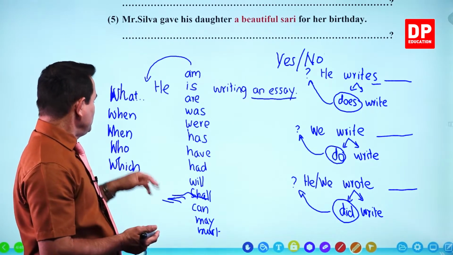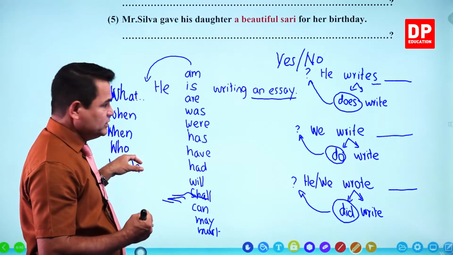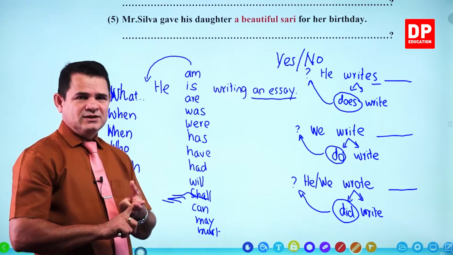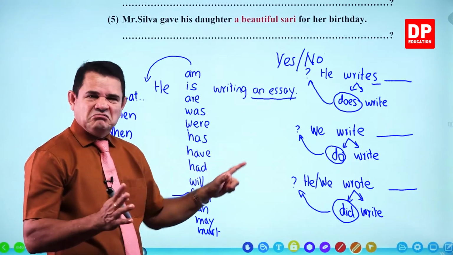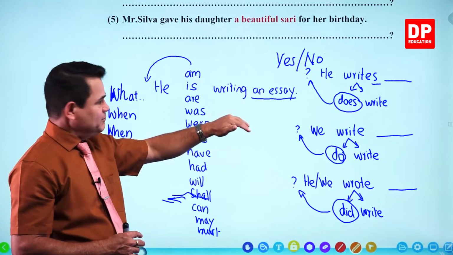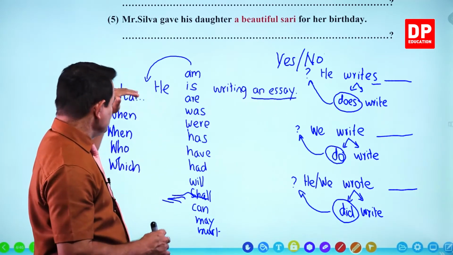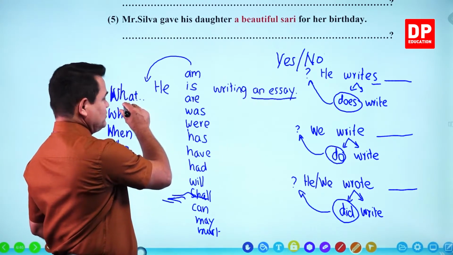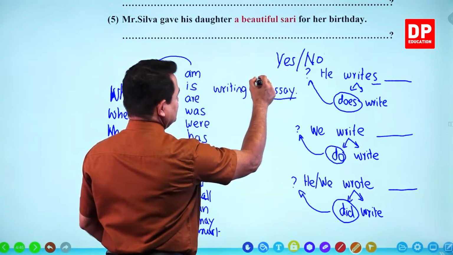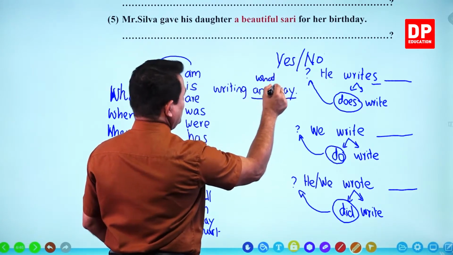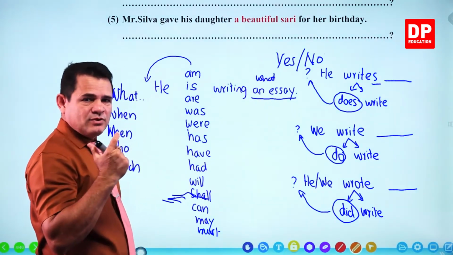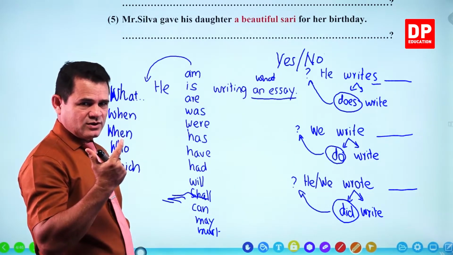So when you say who, the answer is an essay. Is it matching? Who? An essay. Not matching. If it is who, it should be a person. But here, for an essay, which of the WH words matches? What? An essay. So what? Answer, an essay. So select the suitable WH word.